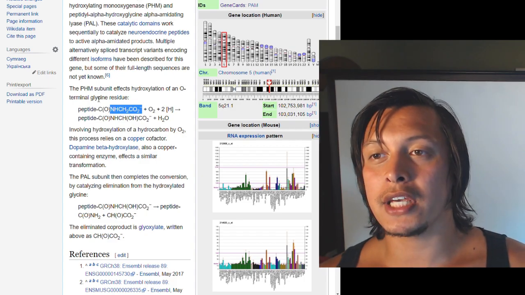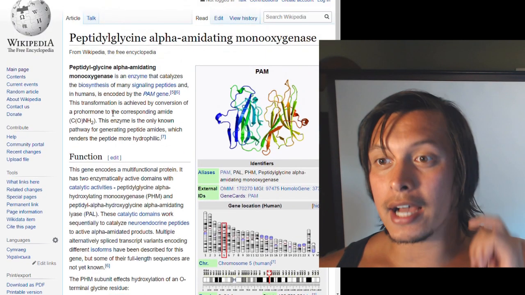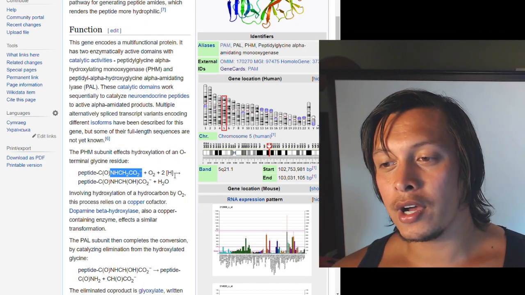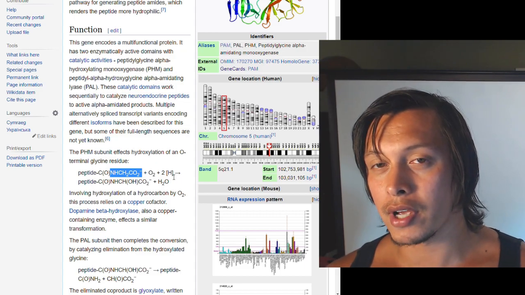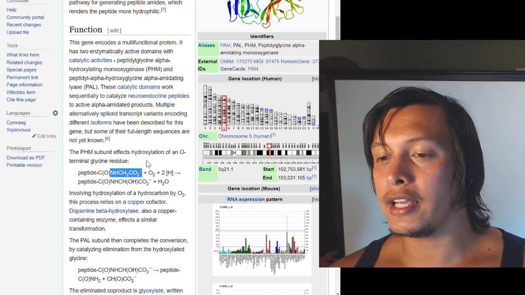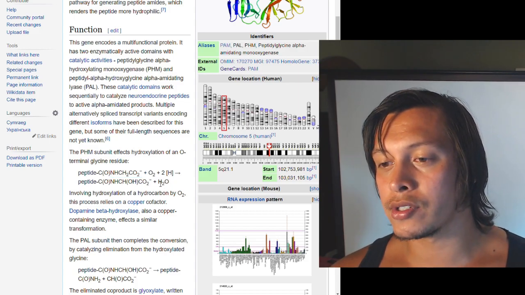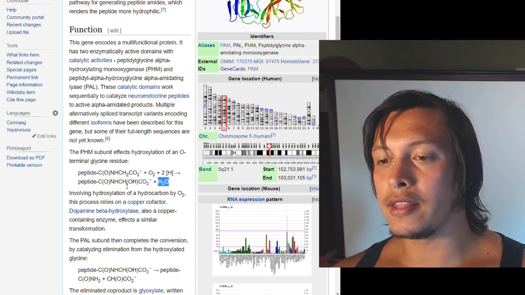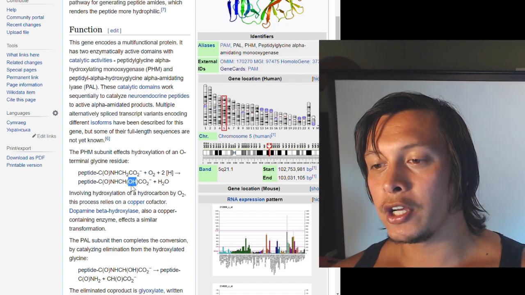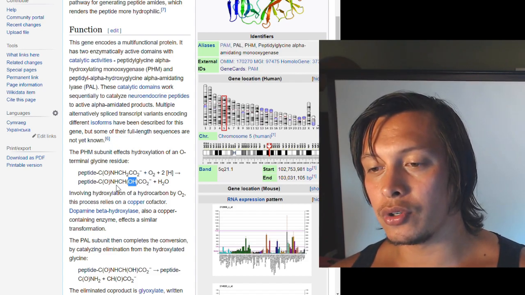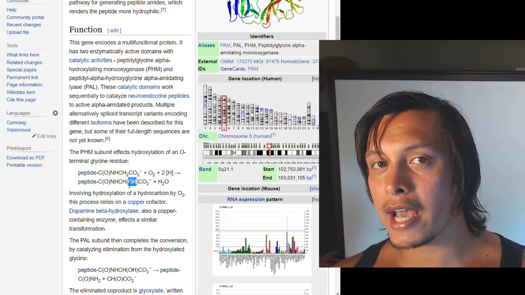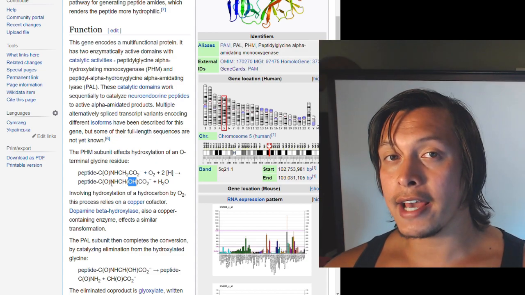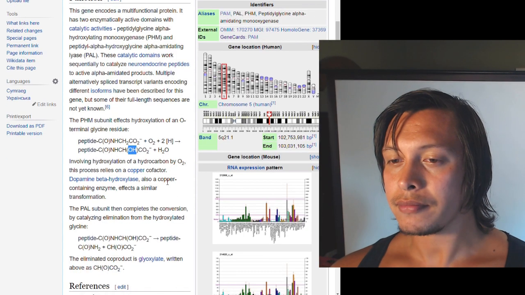And so this PHM of the PAM will take an oxygen, and then it adds two acidic protons, and then it is able to produce a water. One of the oxygens of water is coming from the oxygen, and then this OH over here was added to the alpha carbon of the glycine, which is at the very end of the peptide.